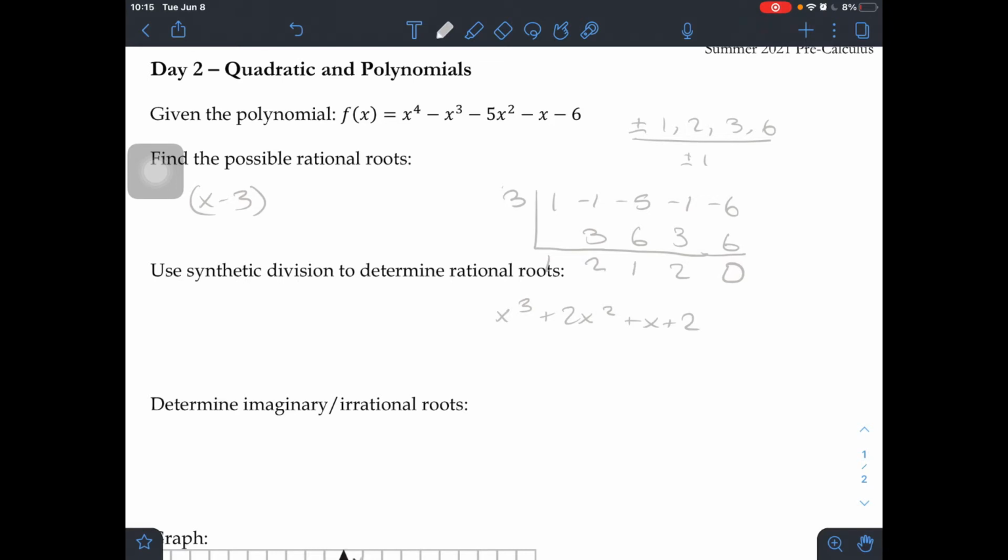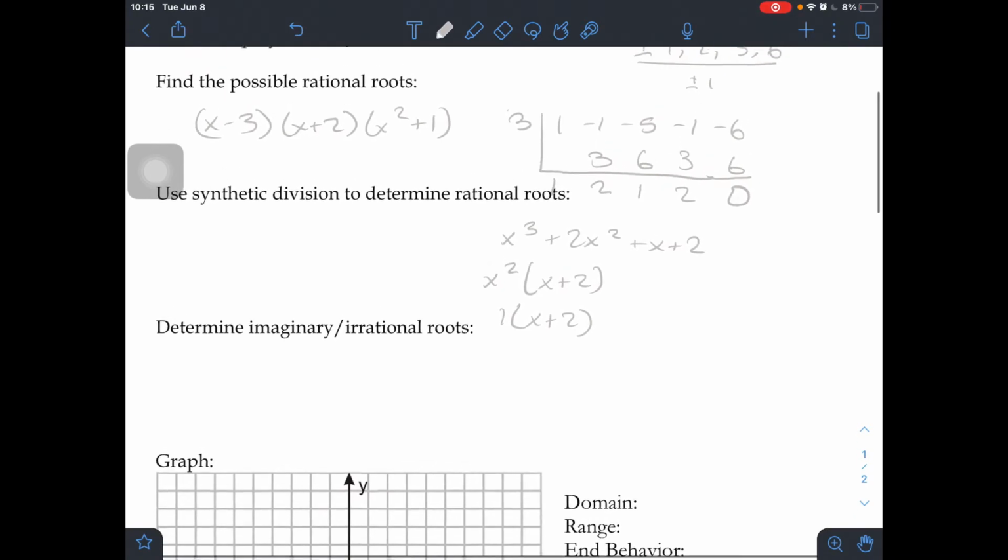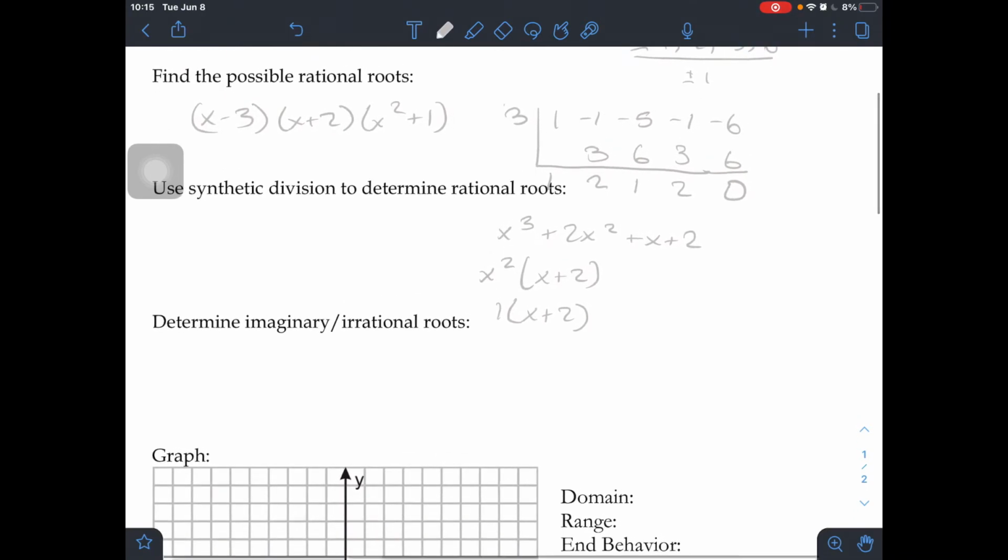At this point, as you can see, you can just factor this by grouping. So we can just do x squared times x plus 2, as well as here this would just be 1 times x plus 2. So as you can see, our factors are going to be x minus 3, x plus 2, and x squared plus 1. And x squared plus 1 can actually be factored further, not into real roots, but we can find imaginary roots out of this one.